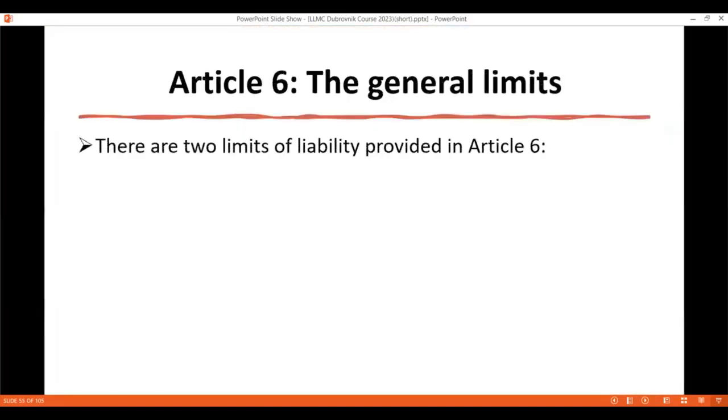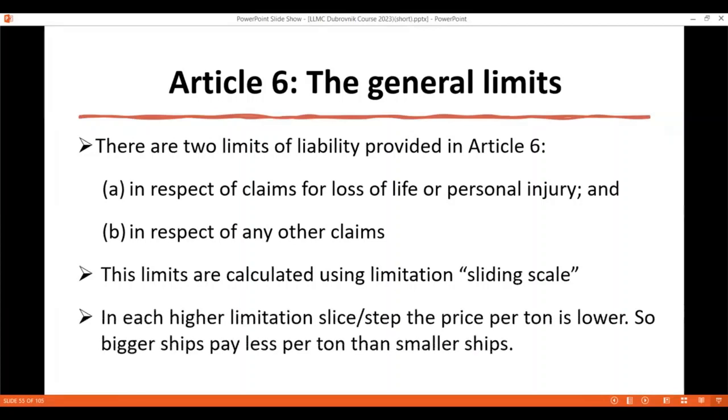Now, limits of liability. Let's focus on the principles. There are two limits of liability calculated under the LLMC Convention. Sometimes, perhaps wrongly, I say two limitation funds, but as we were discussing before, sometimes the limitation amount is calculated but a fund is never constituted. So there are two limits of liability, one for loss of life or personal injury, and one for any other claims. So usually authors refer to it as personal claims or property claims. And these limits are calculated using a sliding scale, so there are different tiers of liability, and the bigger the ship, the less they pay per ton.